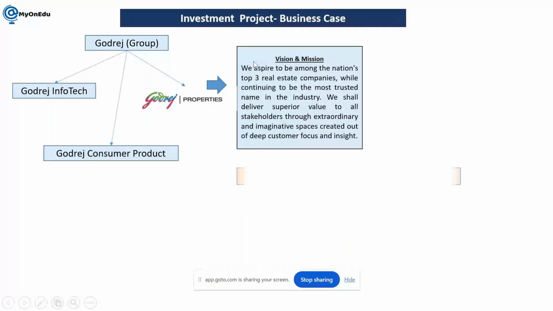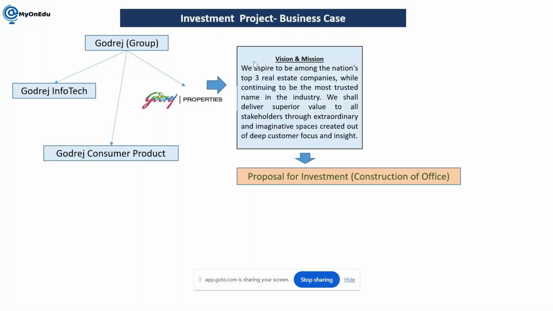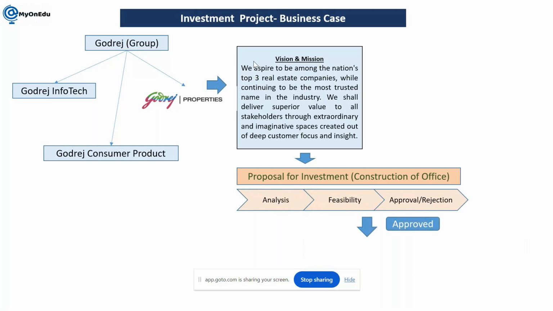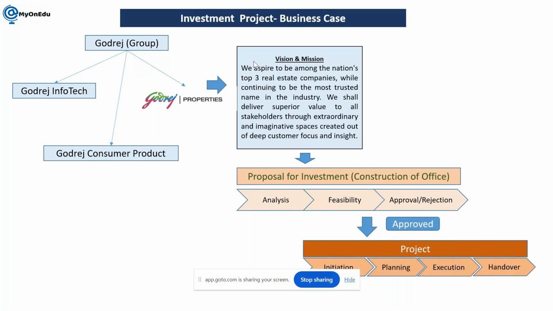So let's say if any proposal of investment is coming, that has to be aligned with the vision and mission. That is my organization's objectives. So first we need to analyze it, feasibility needs to be checked, then it will be approved or rejected. If it is approved, then only it is going to be executed. So this portion we are going to manage in PPM or investment management.